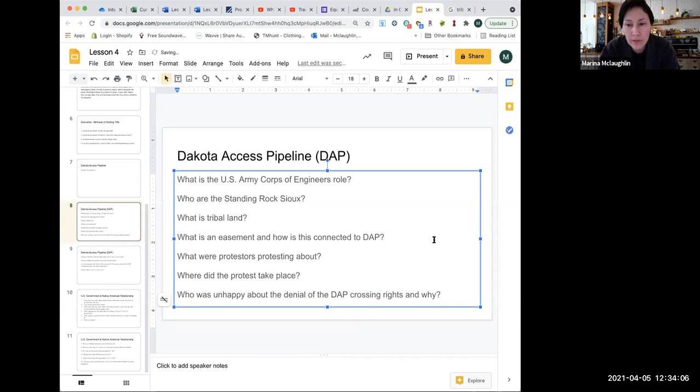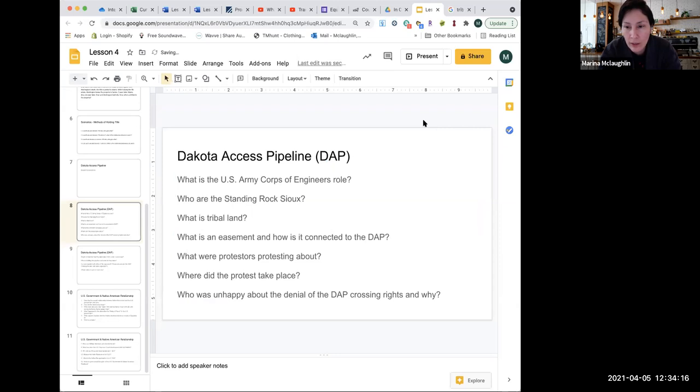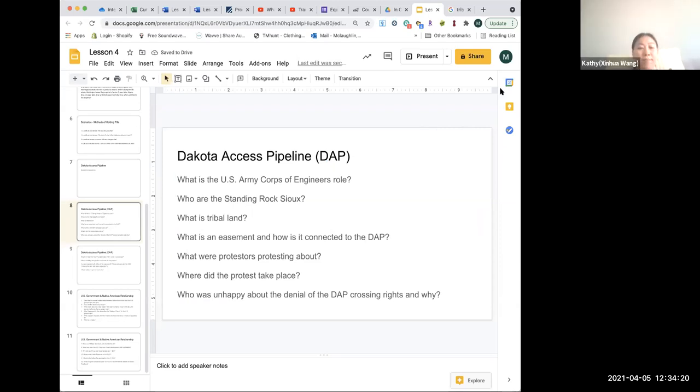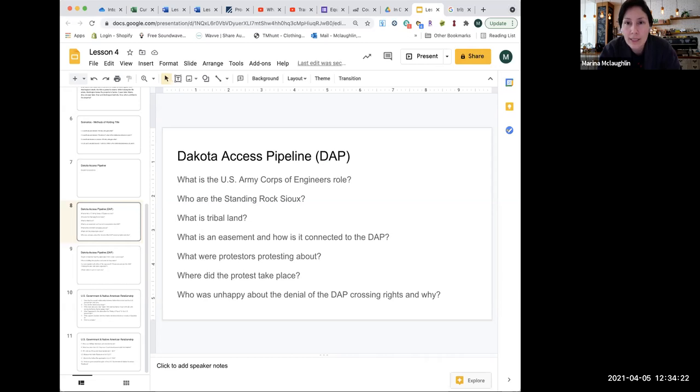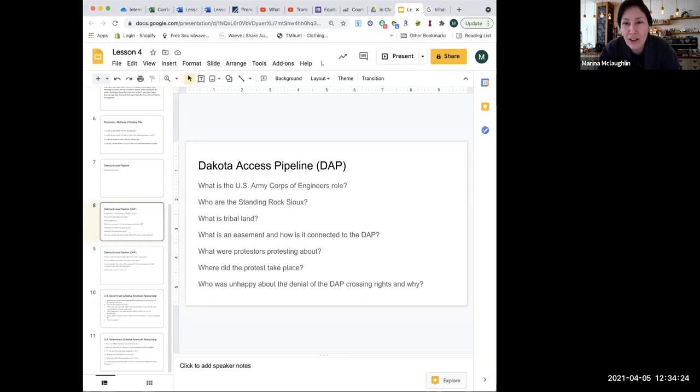Okay, is this more clear of a question? What is an easement and how is it connected to the Dakota Access Pipeline? Is that a little bit more clear of a question? Yes, clear. Okay, thank you. All right, what is an easement, if we can recall?